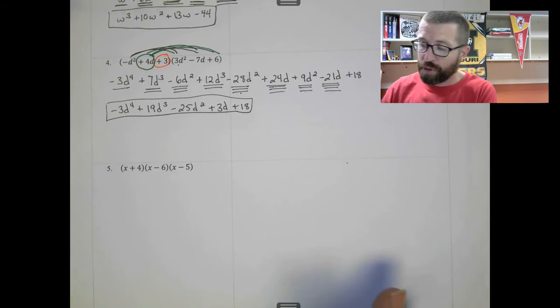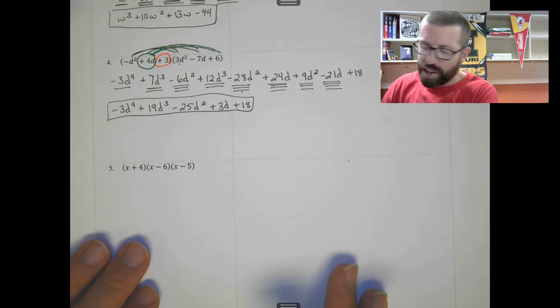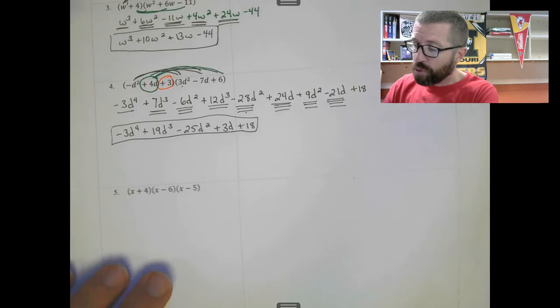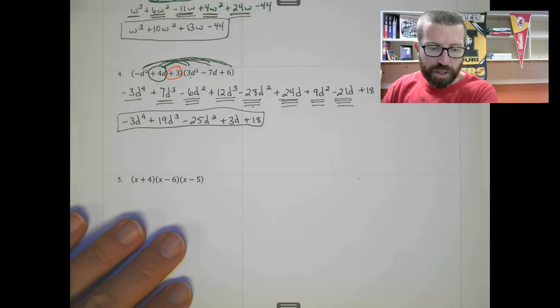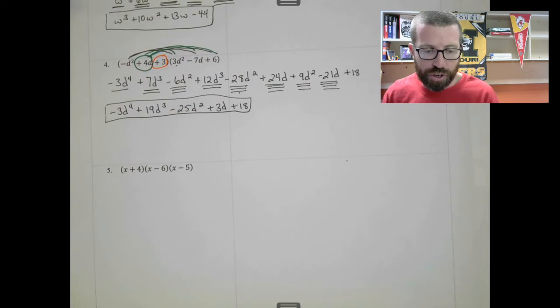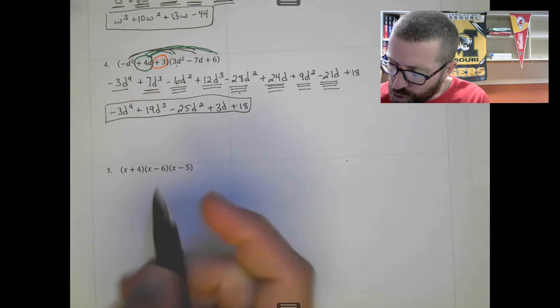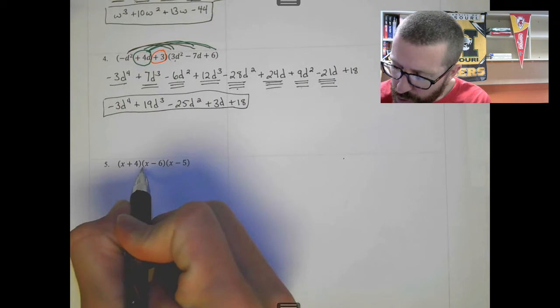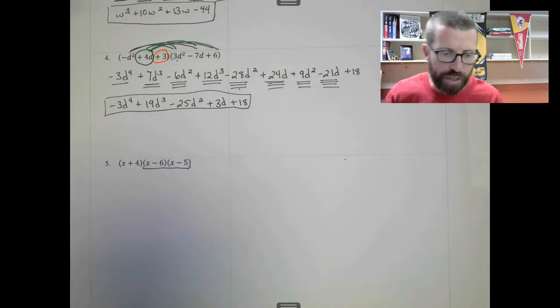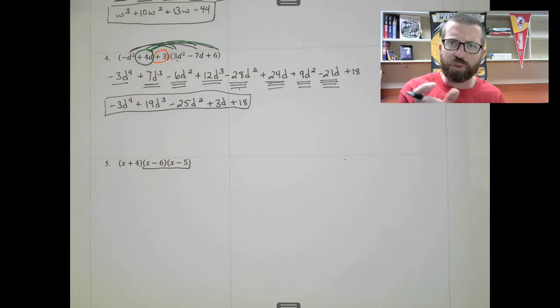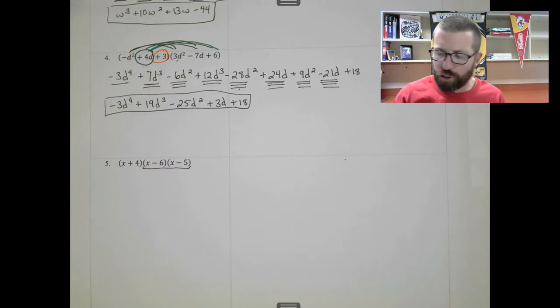Okay, so we'll look at this next one. Go ahead and pause the video and try this if you haven't. Or actually, maybe before that, let's talk about our approach here. I like to FOIL these first, or multiply those first, and leave the one out front. It's just personal preference.